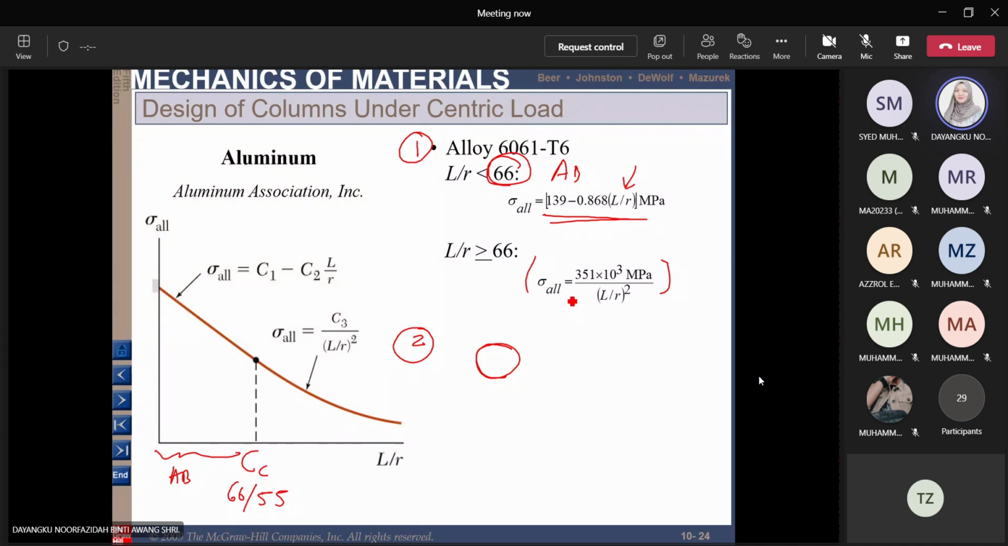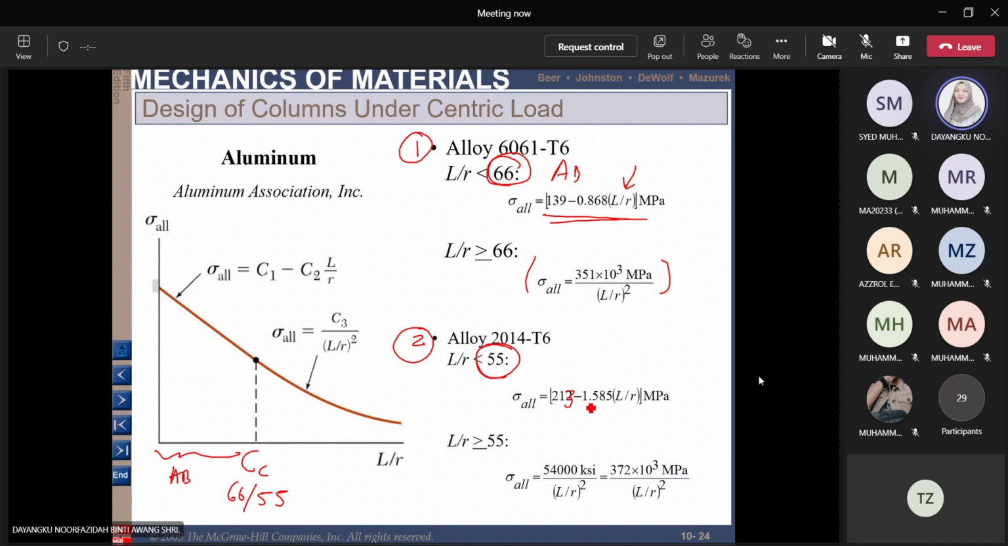And the same thing with the 2014. Okay, so you will have the equation here. So basically, this is 213 actually. So 213, and then we will have minus 1.577 times L over r, in MPa. Or we will have 382 times 10 to the power of 3, in MPa, divided by L over r squared.